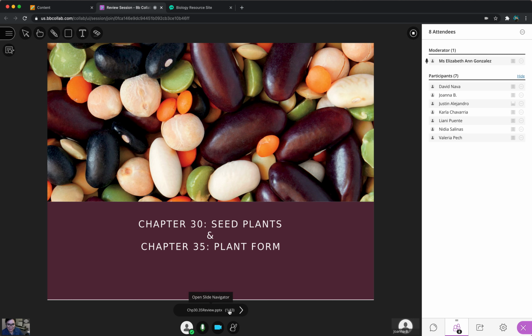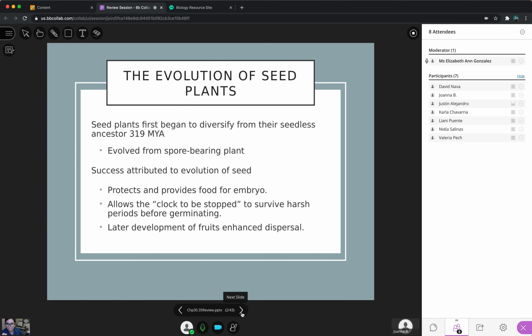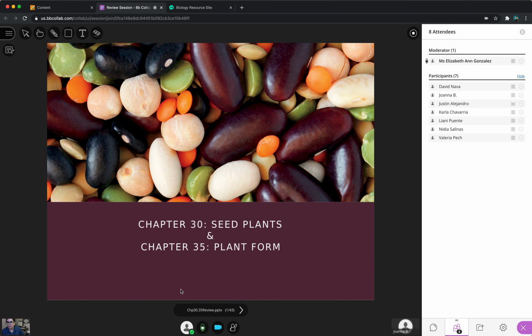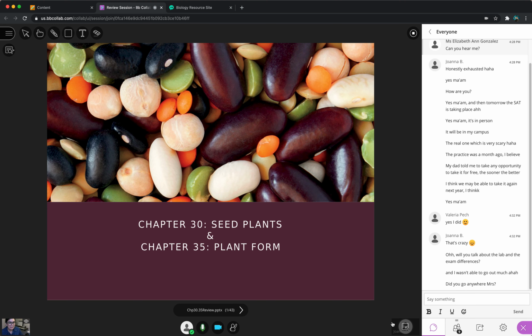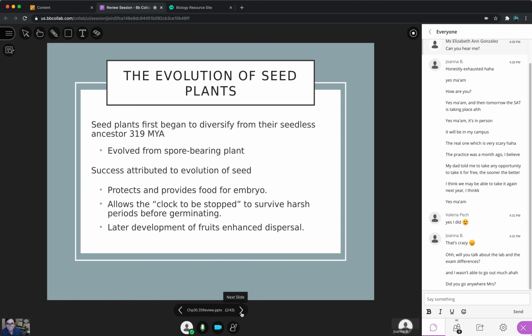So for today, it's seeded plants and plant form. Actually, let me go back to that picture that we have in the front. Those are all types of seeds. They come in different colors, they have different textures, but really the purpose of a seed is kind of like a baby. All that it needs is a little bit of water, and then it will germinate and turn into a plant. So we're going to look at the properties of the seed, but also plants that come from seeds. That's what we're going to go over today.